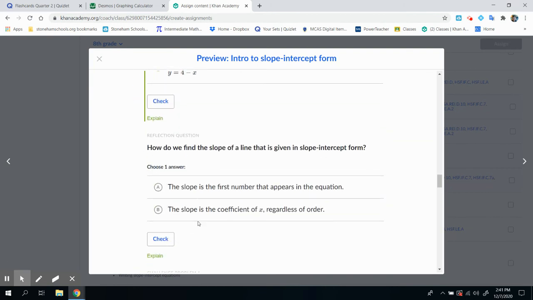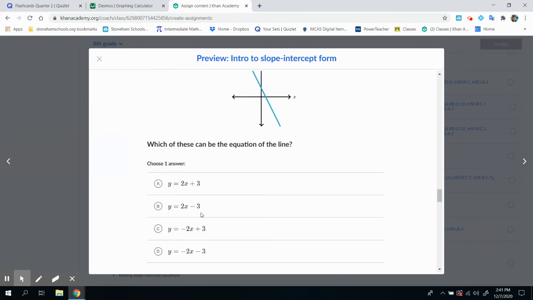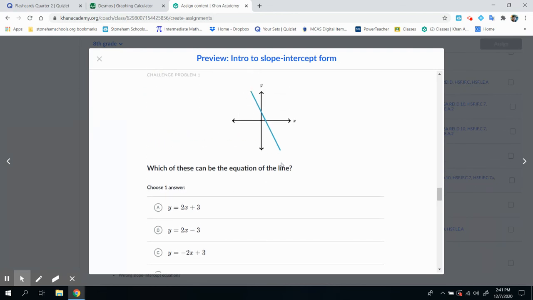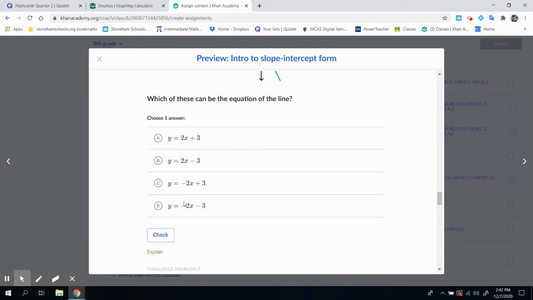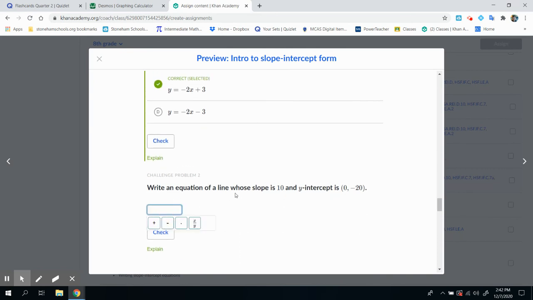Very nice. How do we find the slope of a line that is given in slope-intercept form? Not option A. It's not always the first number. It's the coefficient. It's always next to x. Very nice. Which of these? So this is a negative slope here, and a positive y-intercept, option C. All right, if I have a slope of 10, that's my m value. So y equals 10x. Y-intercept is a -20. Very nice.